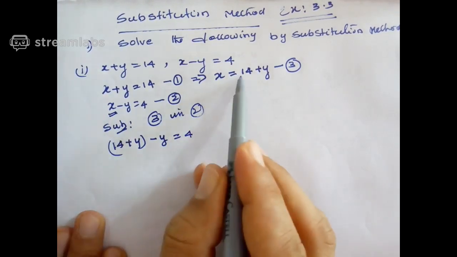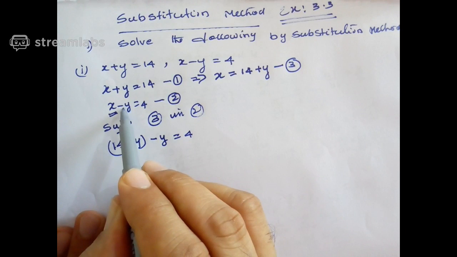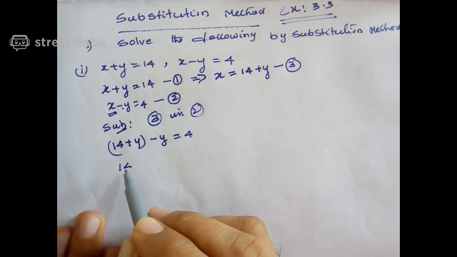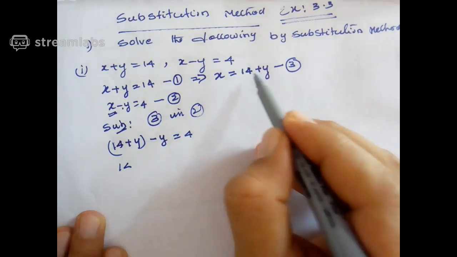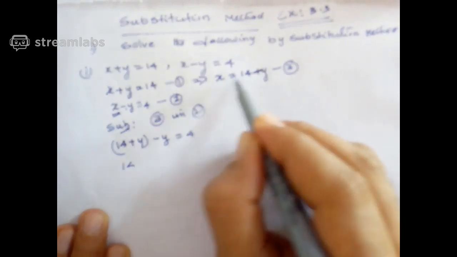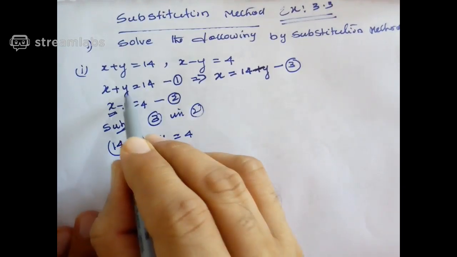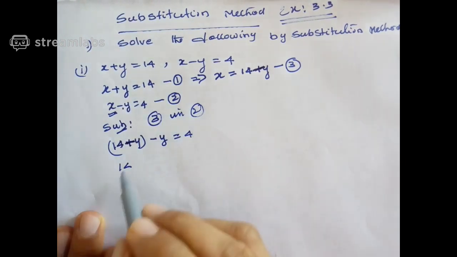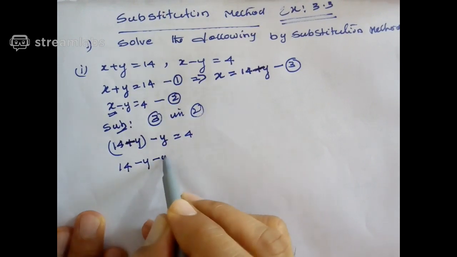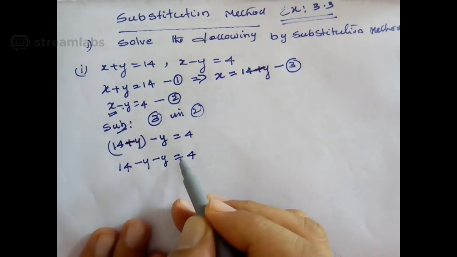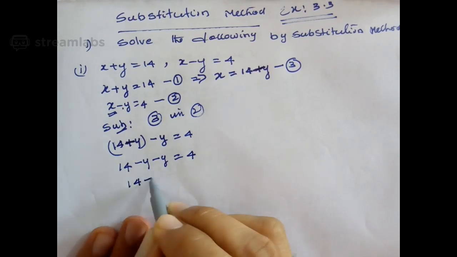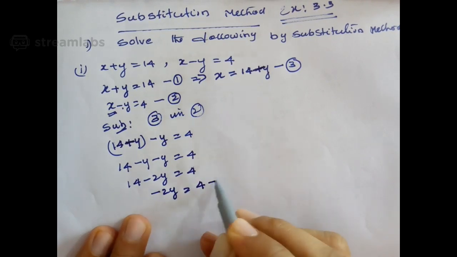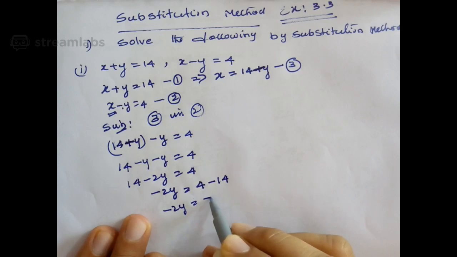In place of x I have substituted 14 minus y, then minus y is equal to 4. Because y I've taken this side, x is 14 minus y. So 14 minus y minus y is equal to 4. Then 14 minus 2y is equal to 4. Correct, no? So minus 2y is 4 minus 14. Minus 2y is minus 10.